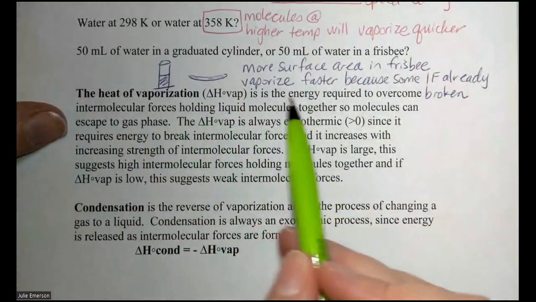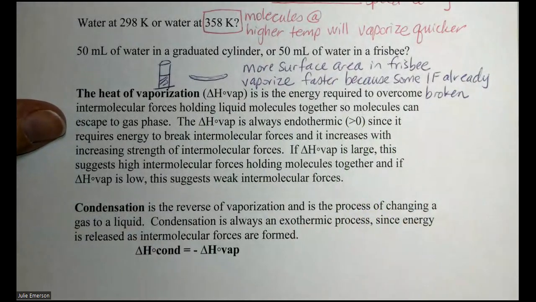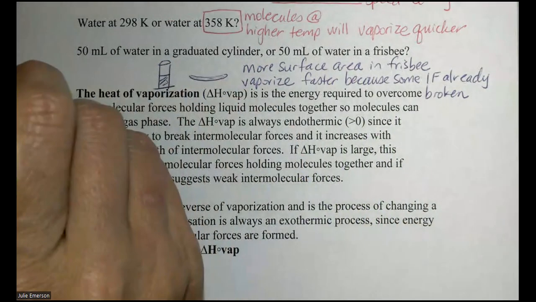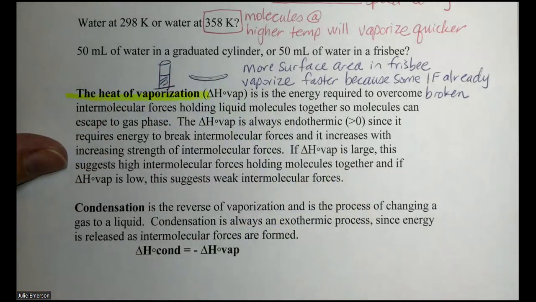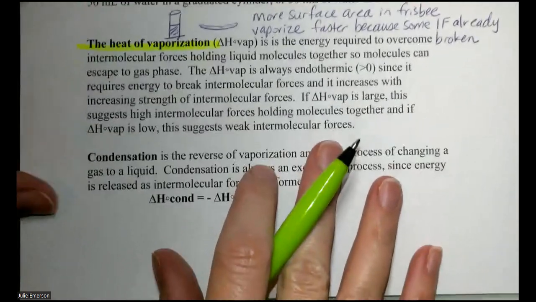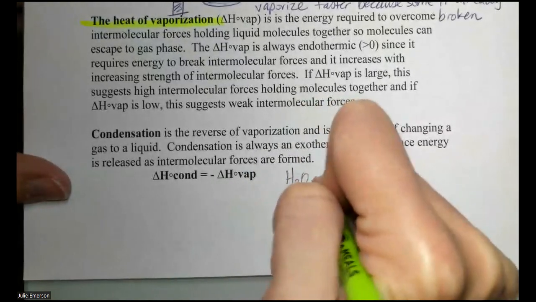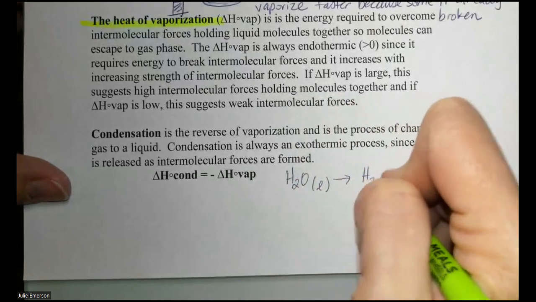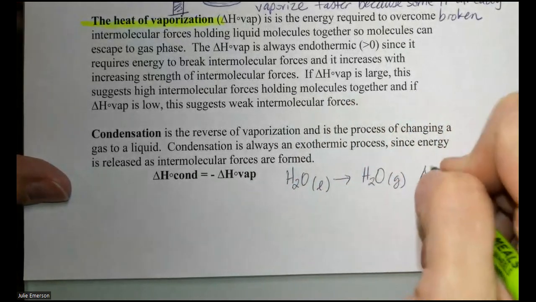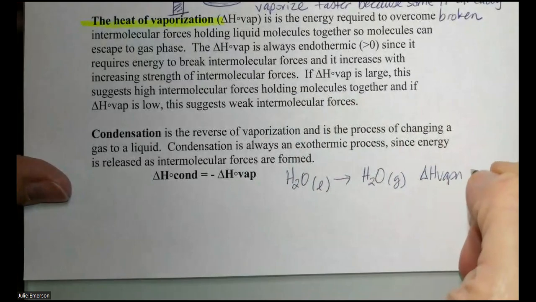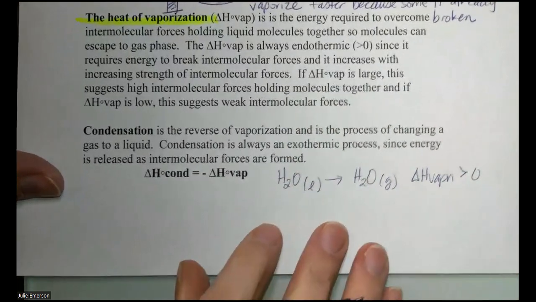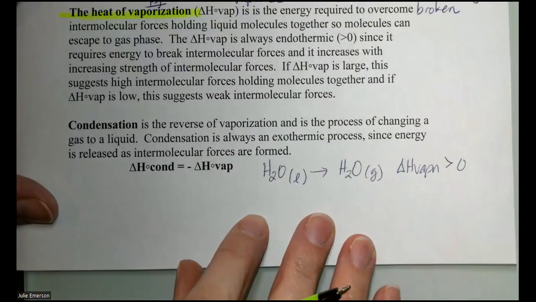So heat of vaporization is the energy required to overcome those intermolecular forces. So it makes sense that the higher the intermolecular forces, the higher the boiling point, the higher the heat of vaporization. All of that, it makes sense that it's going to all go together. If we look at condensation, that's just the opposite. So if I take liquid water and I convert it to a gas, that is the heat of vaporization. And like we said, that's going to be a positive value. It's going to be endothermic.